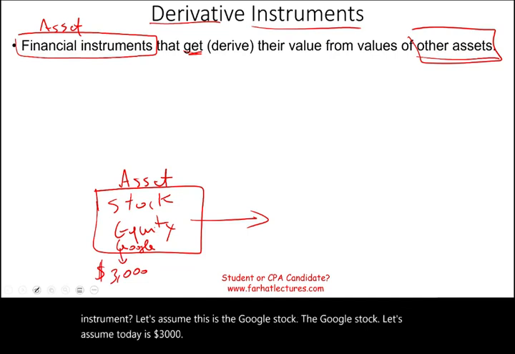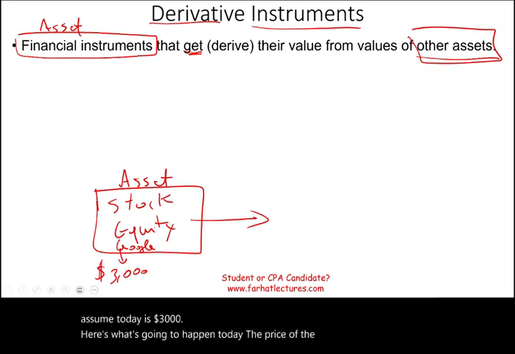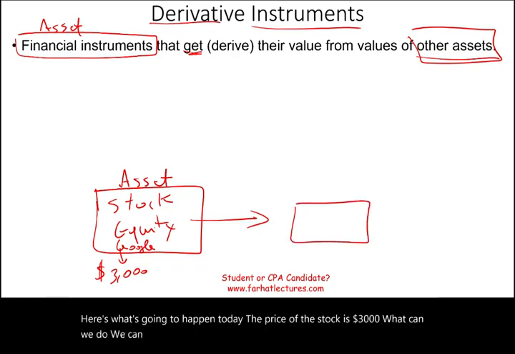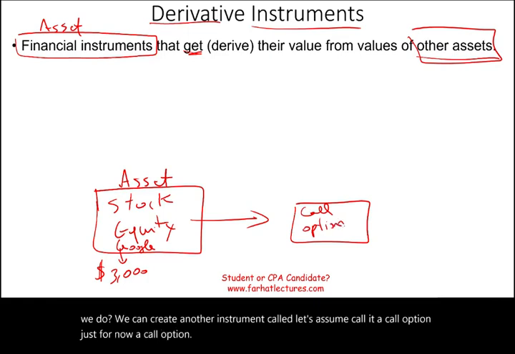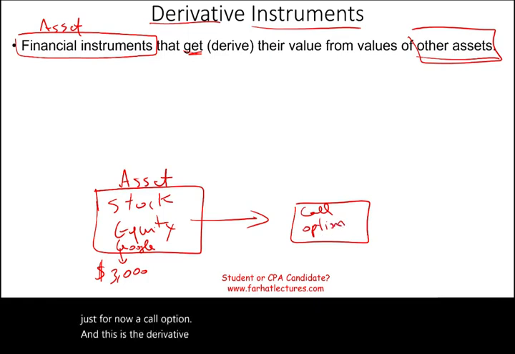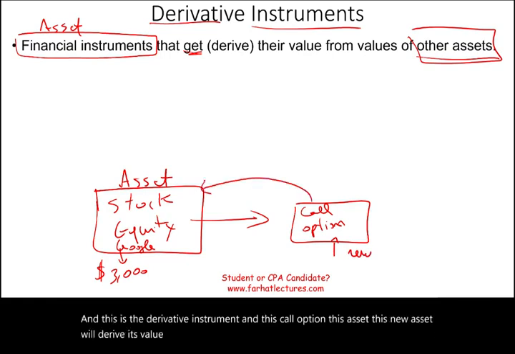Here's what's going to happen. Today, the price of the stock is $3,000. What can we do? We can create another instrument, call it a call option, just for now. And this is the derivative instrument. And this call option, this new asset, will derive its value from the price of the stock of Google.